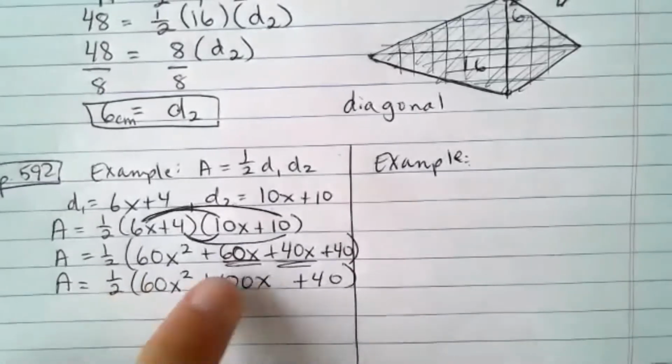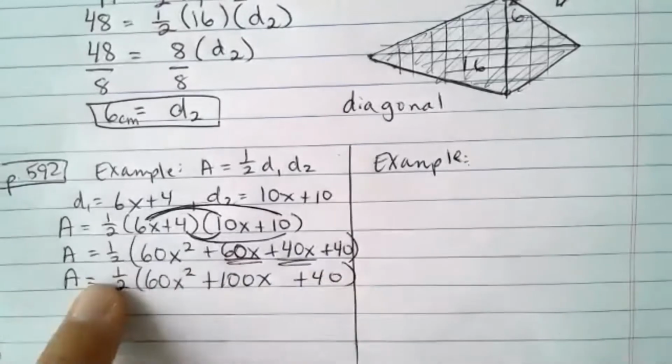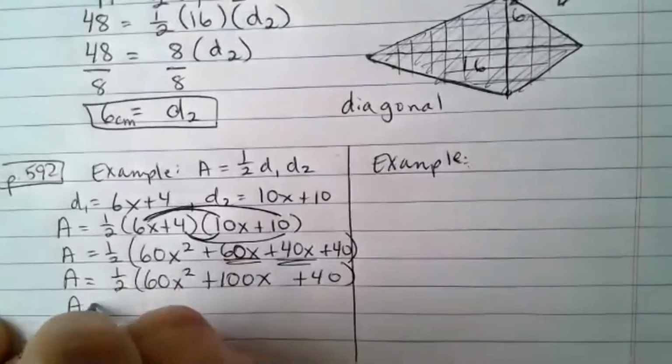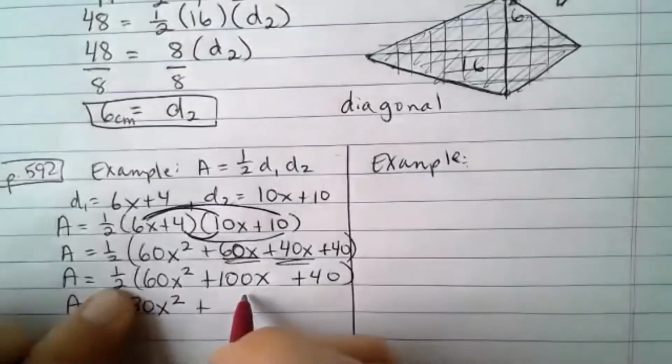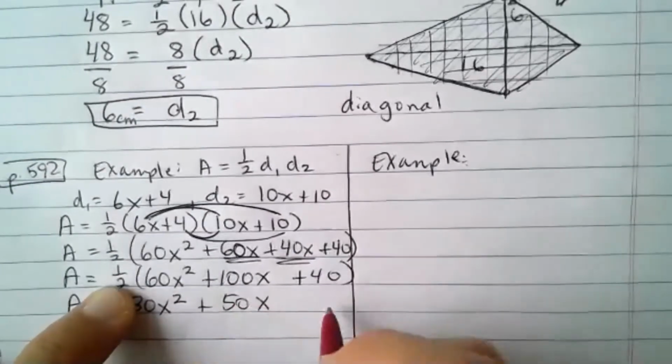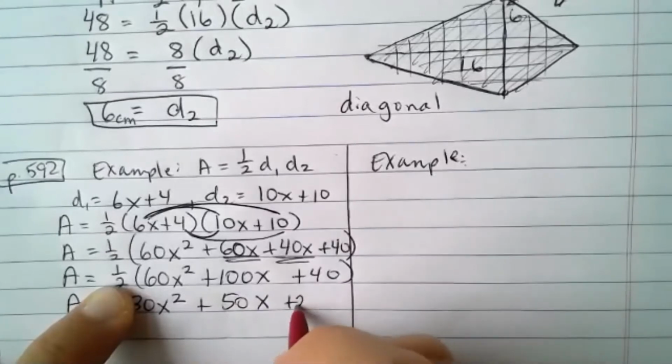60 cut in half, 100 cut in half, and then 40 cut in half. All right, so if we rewrite this, we're going to get 30x squared. Then we're going to get half of 100 is 50x, and then half of 40 is 20.